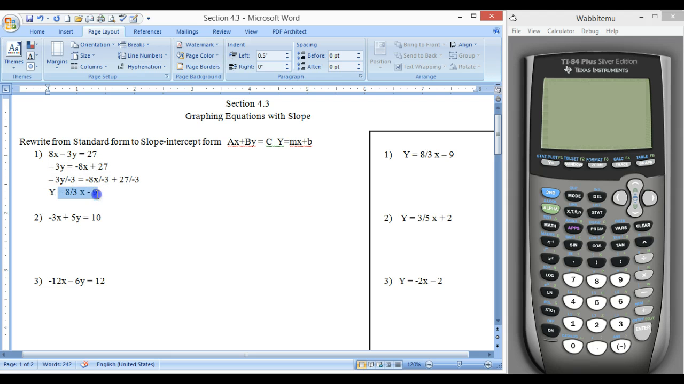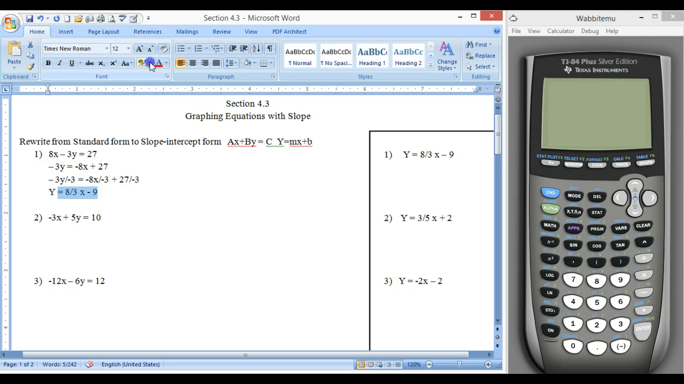Now that I'm in slope-intercept form, I'm going to go ahead and highlight this as my answer. And I'm going to come down here and just for our sake, I'm going to say m is my slope, or 8/3, and the y-intercept, or b, is -9. So this line is intersecting the y-axis below the origin at -9, which makes it very convenient for when we do our graphing, which comes in number 7. All right, let's move to the next one.